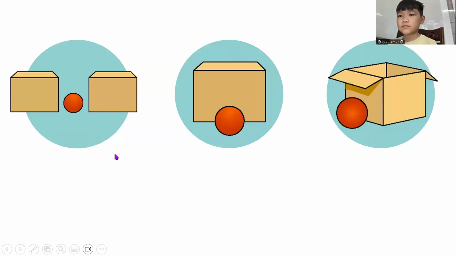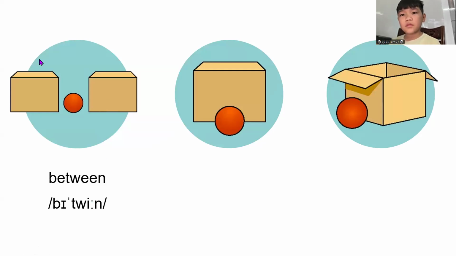Okay, now let's look, listen, and repeat. Between. Between. Very good. Now look at the ball. Where is the ball? Between the box. Yes, okay, but look, how many boxes? One. Two. Okay, between is in the middle, like this. All right, now look, it's between the boxes. Where is the ball? Between the boxes. Yay!